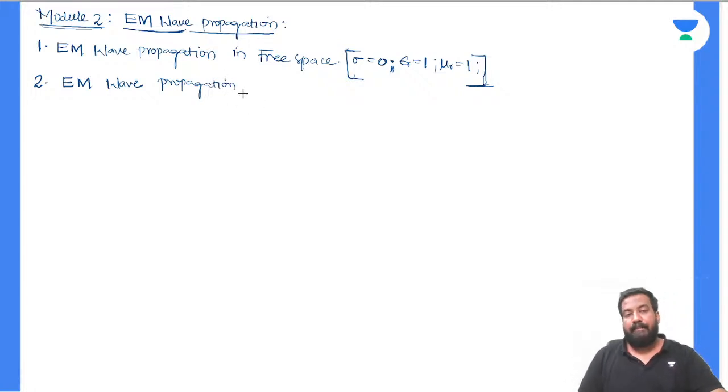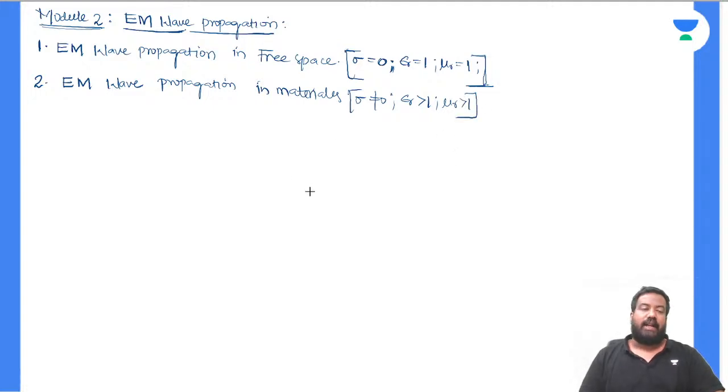And we had seen EM wave propagation in materials with finite conductivity, sigma not equal to 0, epsilon r greater than 1 and mu r greater than 1. Under EM wave propagation in free space, we have derived the value of alpha, beta, velocity and eta.